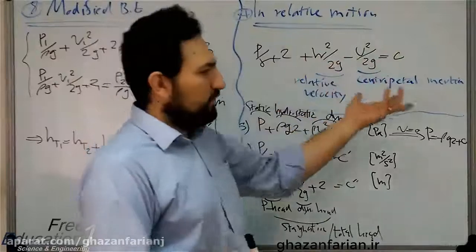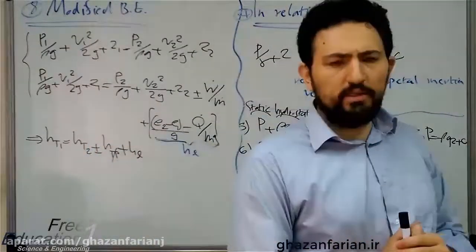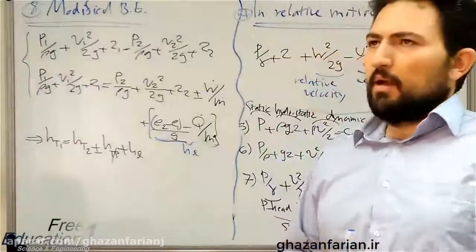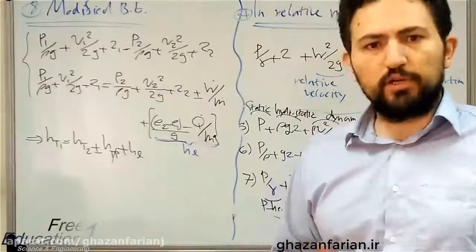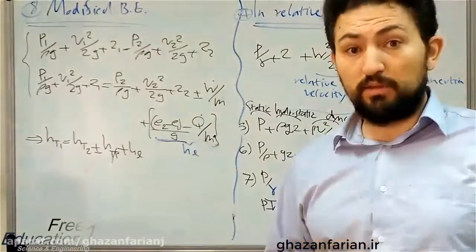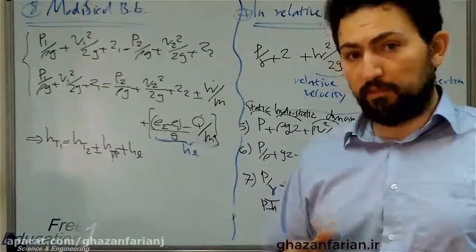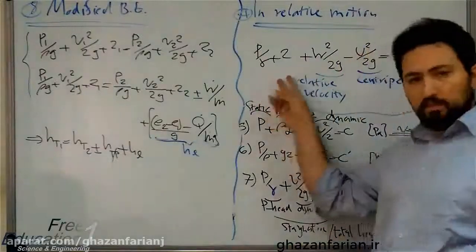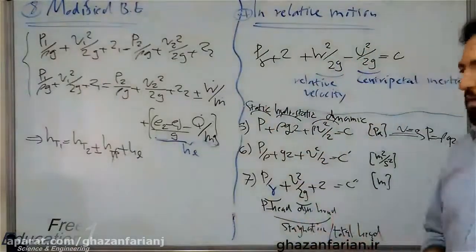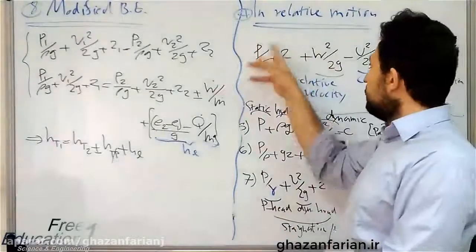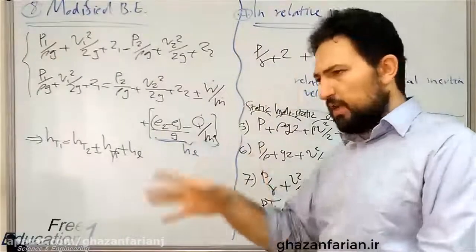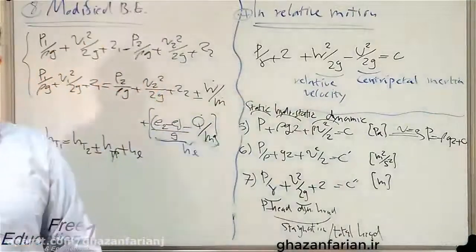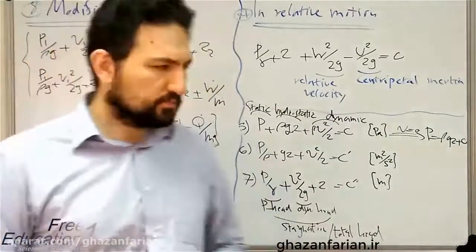This form of Bernoulli's equation is frequently used in analysis of flow in different rotating machines, for example, pumps and compressors, especially incompressible ones, because you know one of the main assumptions of the Bernoulli's equation is incompressibility. So this equation, which is the Bernoulli's equation in relative motion, is frequently used in the analysis of fluid motion in incompressible machines, for example, pumps.